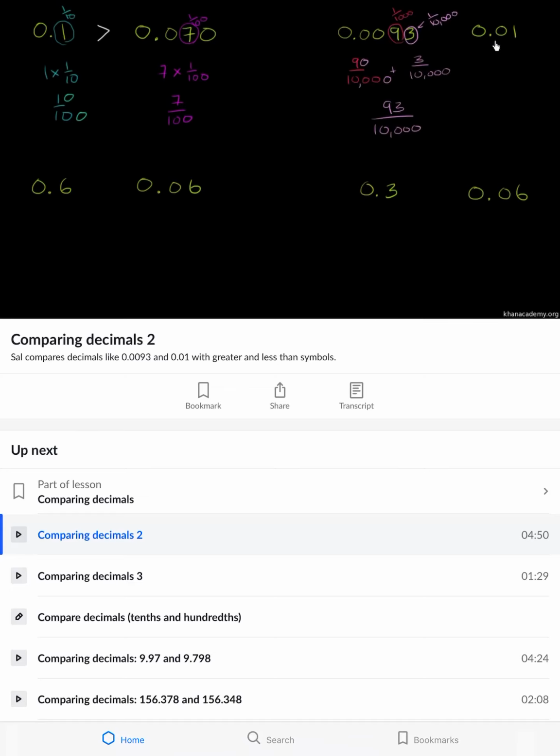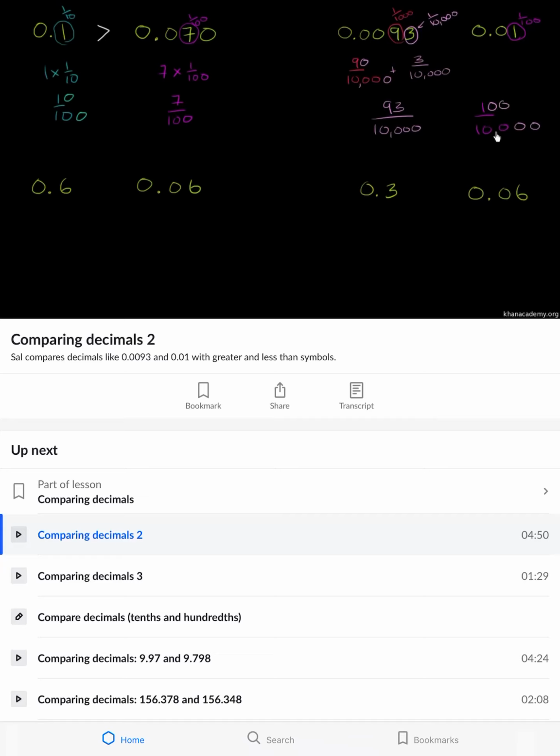Now let's think about this number right over here, 0.01. Well, this 1 is in the hundredths place, so it literally represents 1/100th. So how can we compare 1/100th to 93 ten thousandths? The best way to think about it is, what's 1/100th in terms of ten thousandths? Let's multiply both the numerator and the denominator by 10 twice, or you can say multiply them both by 100. If you multiply by 10 once, you get 10 over 1,000, the same thing as 1/100th.